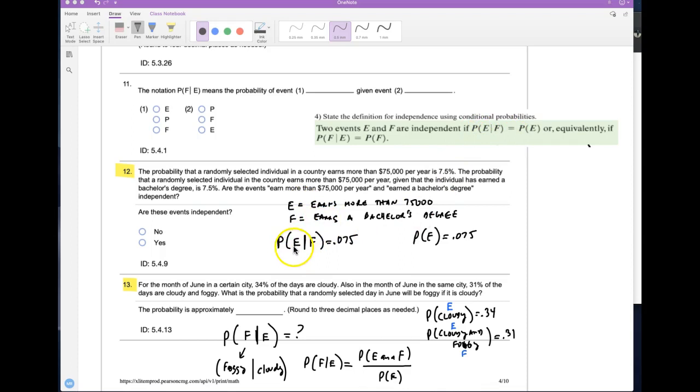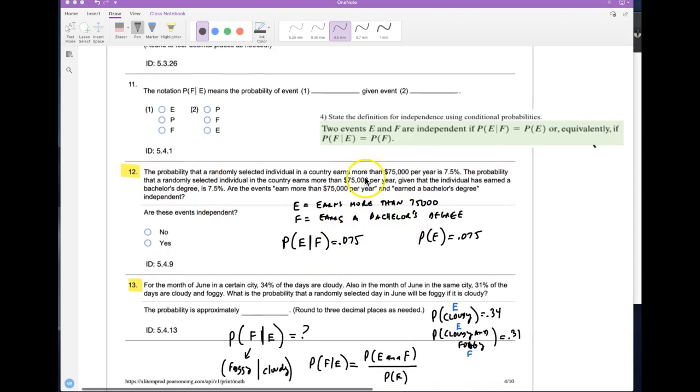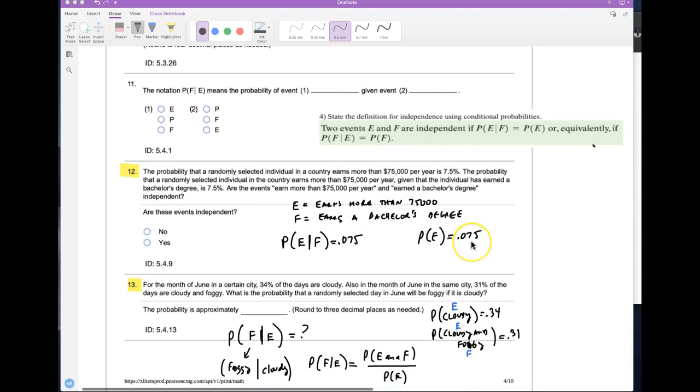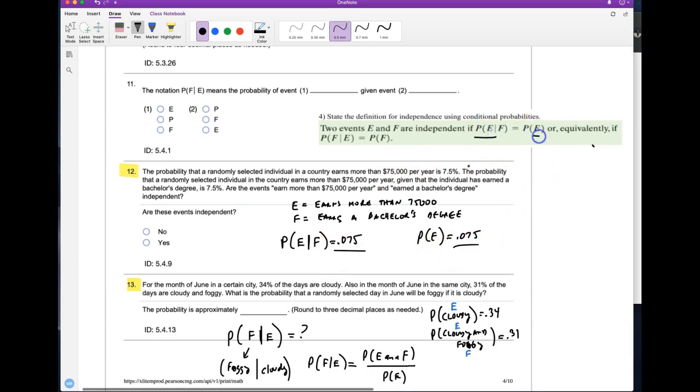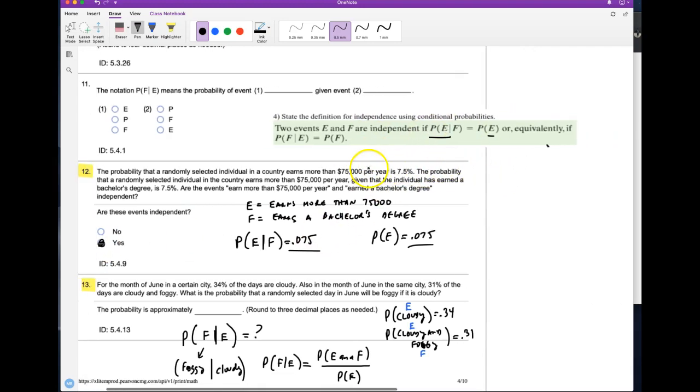What's the probability of E given that F occurred? That's 7.5%. Given that he's earned a bachelor's degree is 7.5%. What's the probability that someone earns more than $75,000? It's 7.5%. Since those two numbers are equal to each other, we would say those events are independent. And again, it's based off of this definition here.